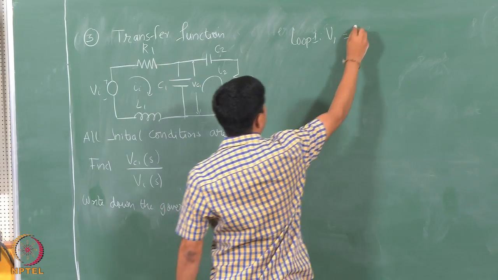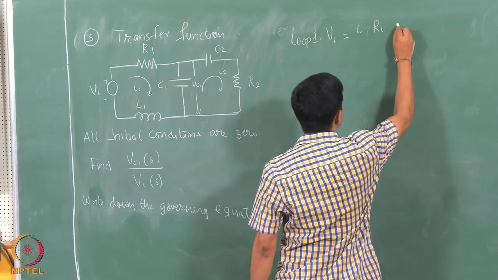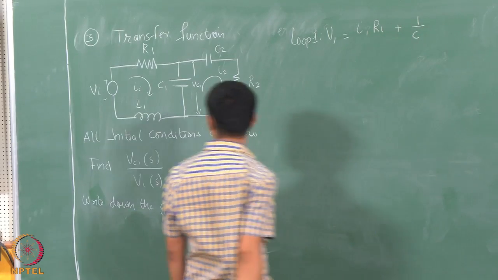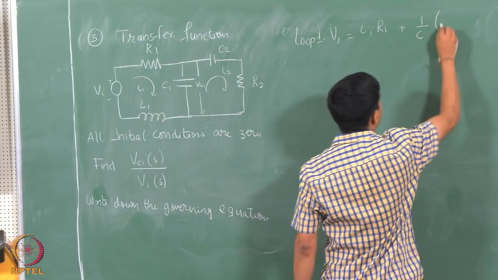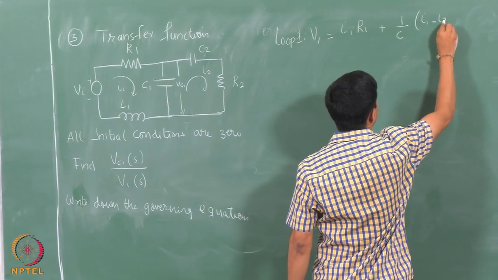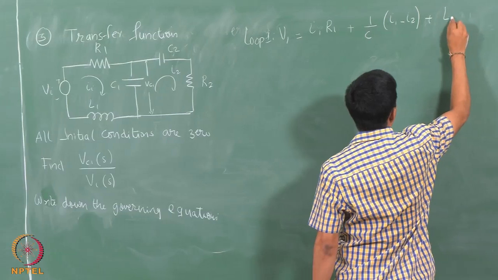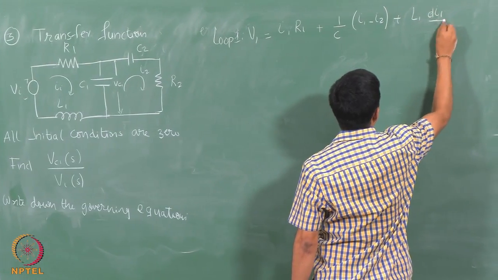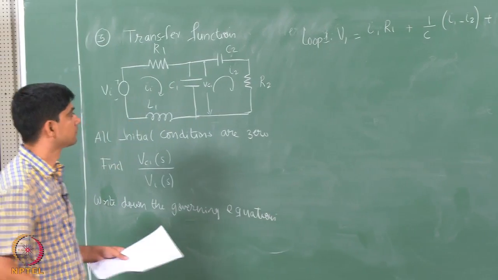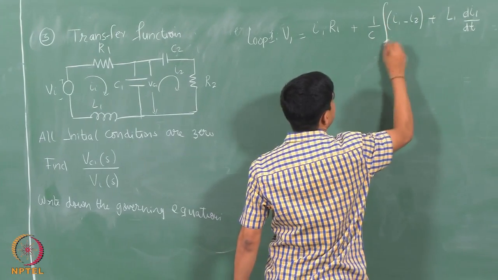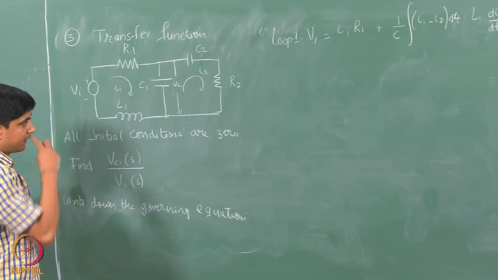is I1 R1 plus 1 over C, so I have I1 minus I2 plus I have this guy L1 dI1 by dt. Yeah, sorry, 1 over C integration. Okay. So, there is also another way of doing this.